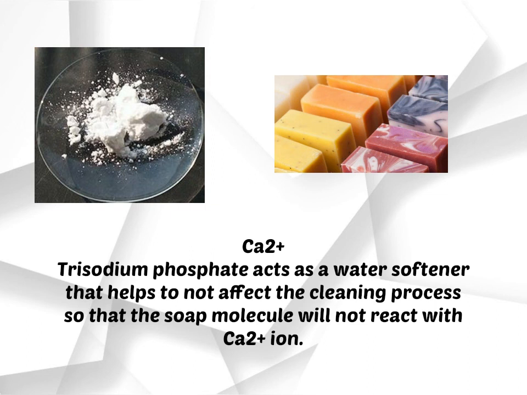After that, 0.5 gram of trisodium phosphate was added into mixture number 2. The mixture then turned cloudy under the graduated cylinder after it was shaken well. This occurs as the trisodium phosphate acts as a water softener that helps to not affect the cleaning process, so that the soap molecules will not react with calcium ions.